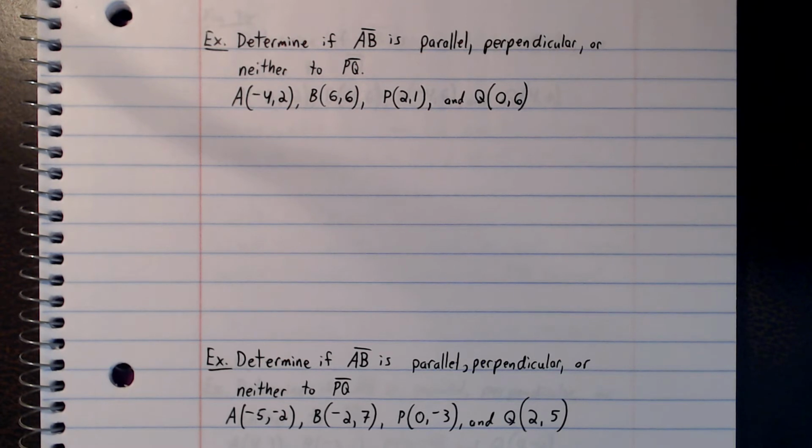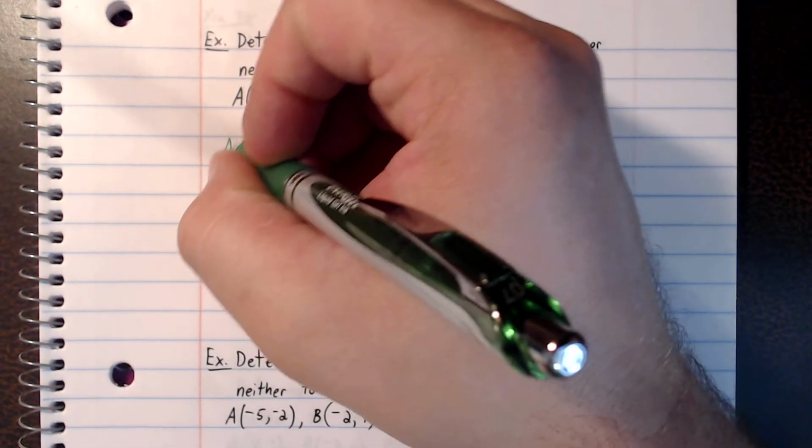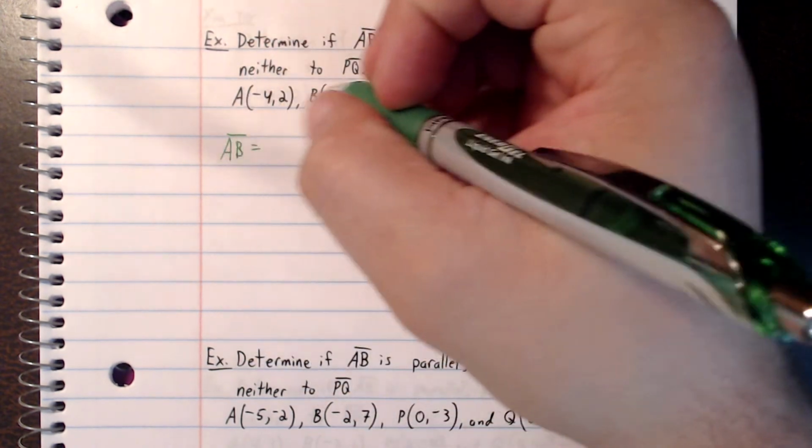If they're parallel, they would have to be equal to each other, so they have to be the same. If they're perpendicular, they would have to have opposite signs and flipped fractions, right? Opposite reciprocal. If it's neither of those two things, then they're neither parallel nor perpendicular. So, first thing to do, find their slopes. AB's slope we'll do first.